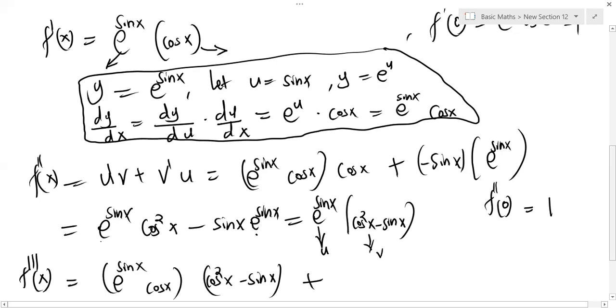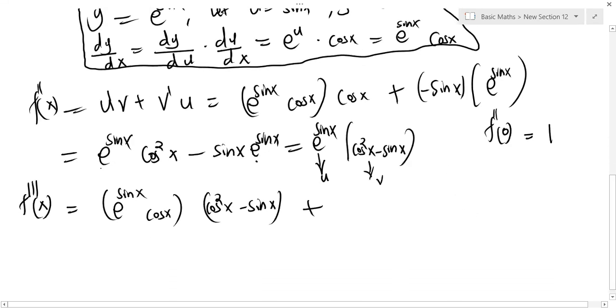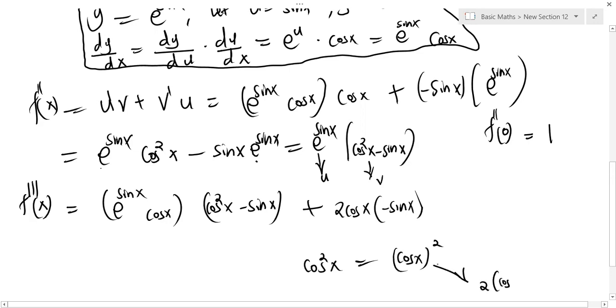plus v prime u. So v, differentiating this, so derivative of cos squared x will be 2 cos x into minus sine x. What I've done for cos squared is just have cos squared x is the same as cos x squared. So differentiating this is 2 into cos x raised to power 1 multiplied by the derivative of what is inside, which is minus sine x. So that's how I've done it. So that's the derivative of this multiplied by exponential sine x.